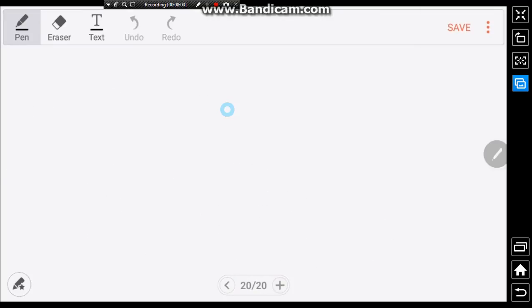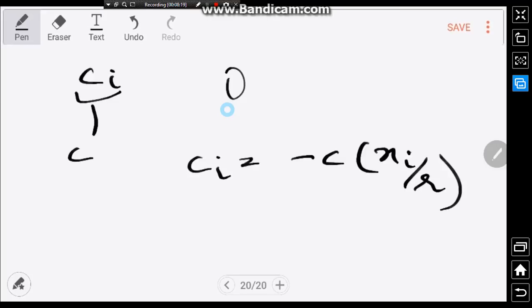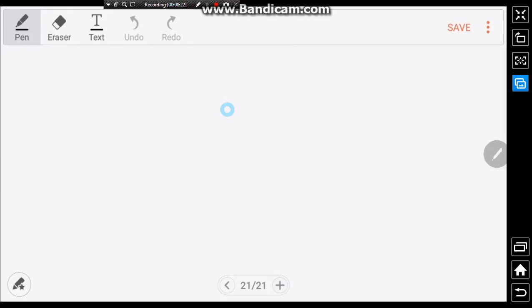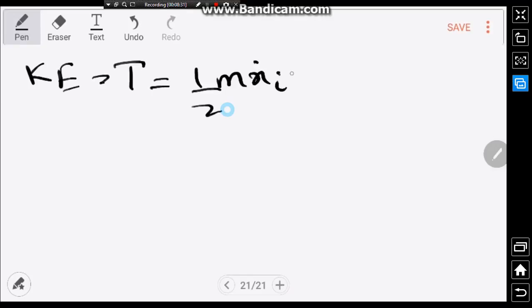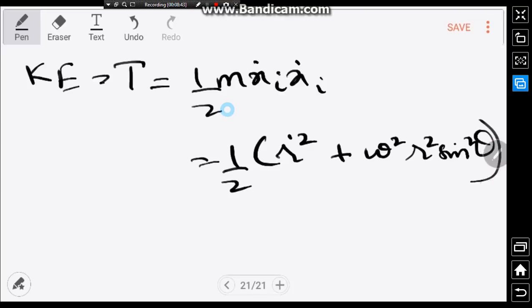Now, suppose the relative velocity of expelled mass is ci, which we have defined before, where the vector ci is of constant magnitude c and is oriented along a rotating straight line towards the apex O. That we get ci is equal to minus c into xi upon r. Thus, we modify the kinetic energy equation of the rocket, which becomes half m xi dot is equal to half m r dot square plus omega square r square sine square theta.